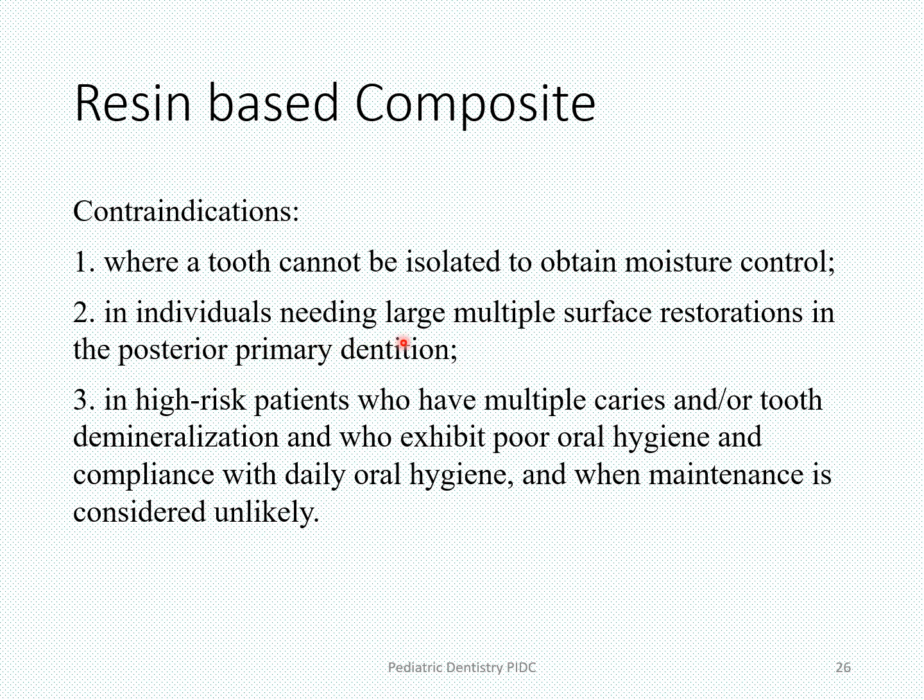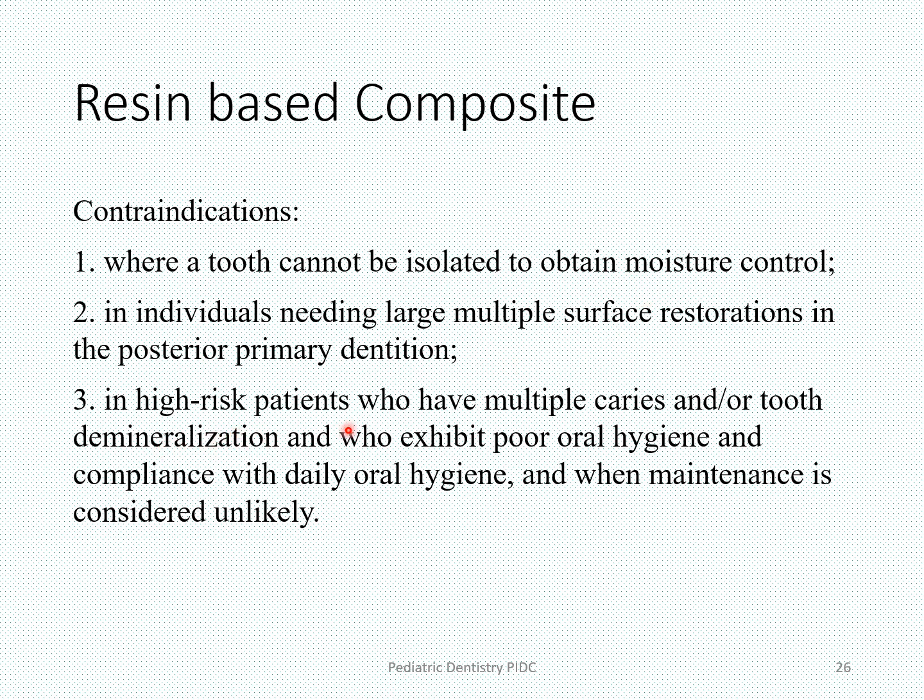Then in individuals needing large multiple surface restorations in the posterior primary dentition. All right, so in primary dentition the tooth is so small, and if it is a multi-surface caries, then you need to go and do a stainless steel crown, and don't go and do composite, or even GIC. Right, so remember this part.